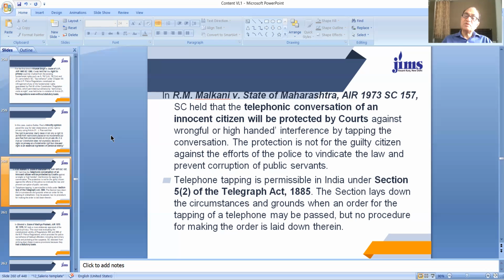Telephone tapping actually is permissible in India under Section 5, Clause 2 of Telegraph Act 1885. But the section lays down certain circumstances and grounds when an order for tapping of a telephone may be passed. But no procedure for making the order is laid down even under Section 5, Clause 2 of Telegraph Act 1885. So if you are tapping my telephone, recording my telephone conversation without any justification, it is against the law. It affects my privacy. It affects my right to life and liberty under Article 21.